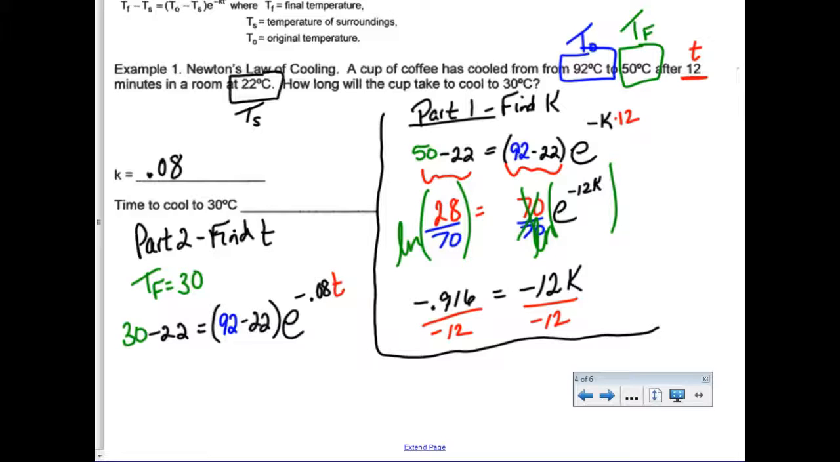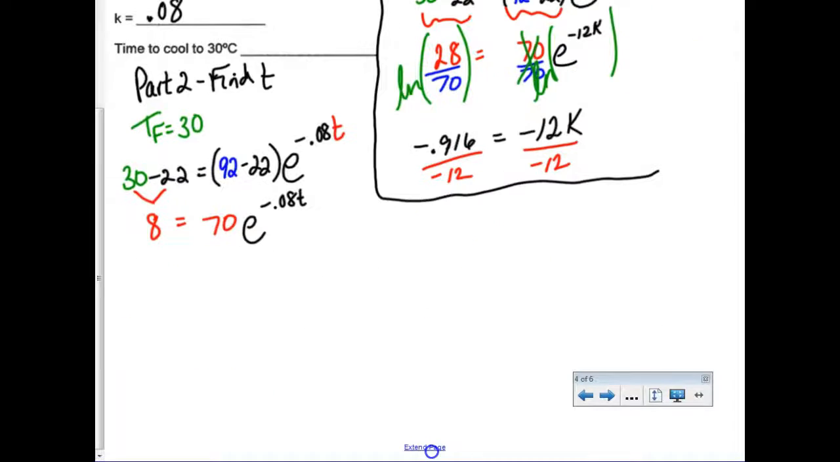So since we have a different target temperature, now we are going to have a different time. All right, so everything else is the same. You're going to simplify, divide, apply the natural logarithm, so that's all good. Let's see, 8 equals 70 times e to the negative 0.08t power.